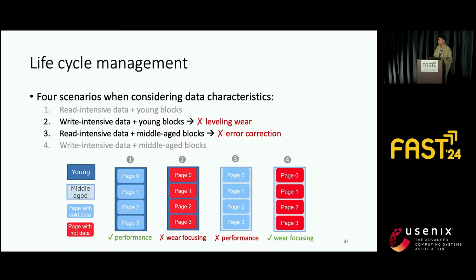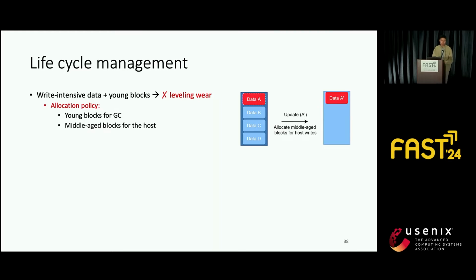However, for the type 2 cases, when write-intensive data are written to young blocks, it levels the wear among blocks. For type 3, when read-intensive data are written to middle-edge blocks, it will incur high error correction overhead within the device. To address that, we first modify the block allocation policy of the capacity-variant SSD. Specifically, CV-SSD will prioritize young blocks for the garbage collection writes and the middle-edge blocks for the host writes.